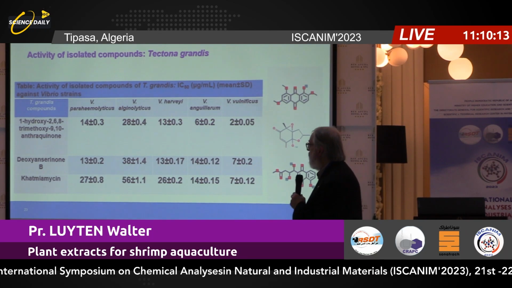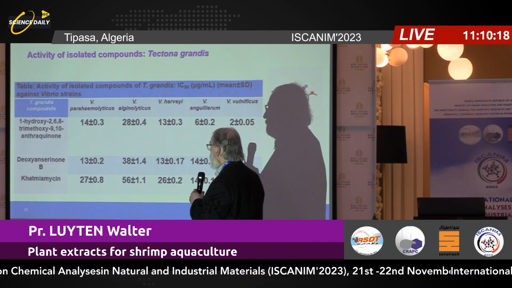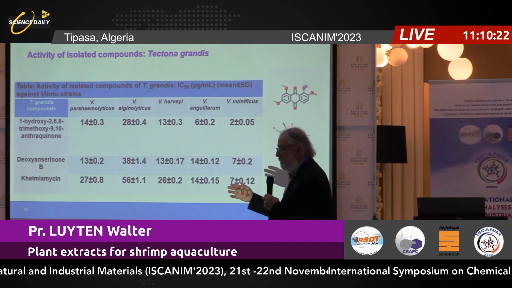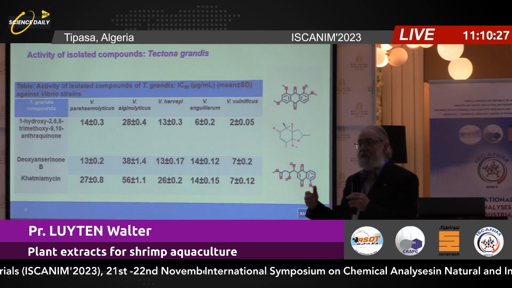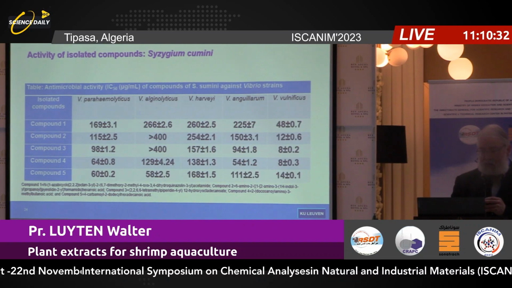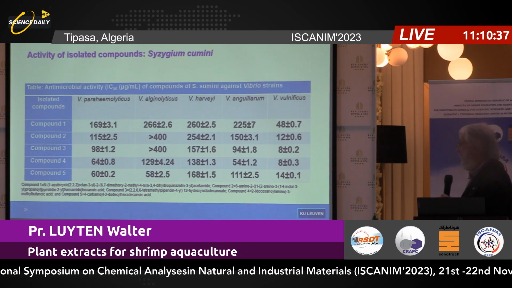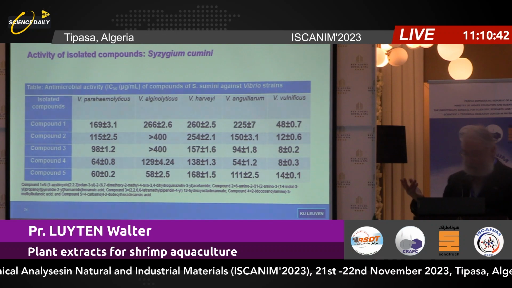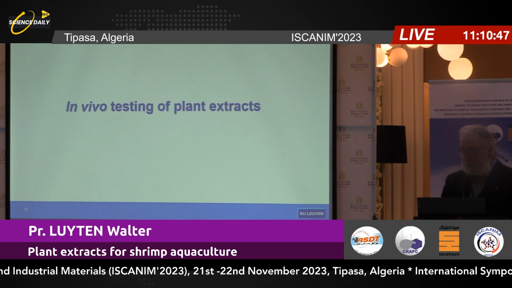And you can see that, again, there's broad activity against all of the Vibrio species, and the numbers are already almost an order of magnitude lower. That means that these compounds are considerably more potent than the ones that we isolated from Piper betle. And the third plant is Syzygium aromaticum. There we isolated 5 compounds that were active with, again, activities ranging between 10 and 200 microgram per ml.